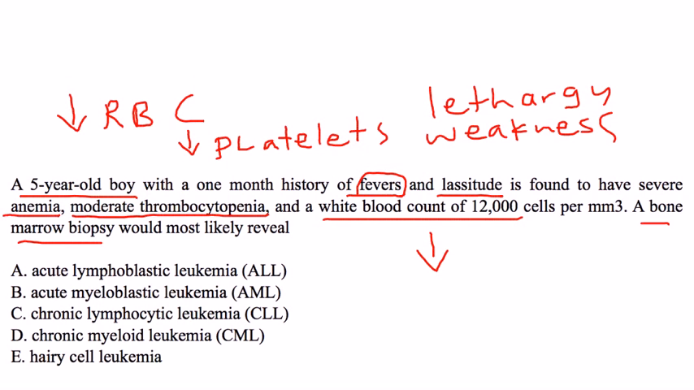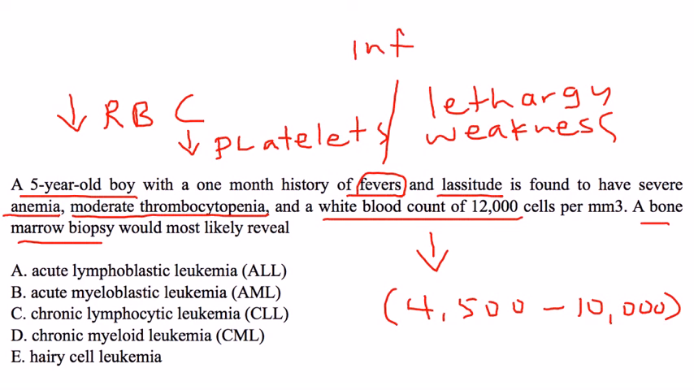What is a normal white blood cell count? It's about 4,500 to 10,000, I think. Well, if the child has a fever, that's signaling that he has an infection. And if the child has an infection, you'd think that the white blood cell count would be quite high. In any type of infection, the white blood cell count becomes high. But in this case, the white blood cell count isn't really that high. So it's actually counterintuitive.